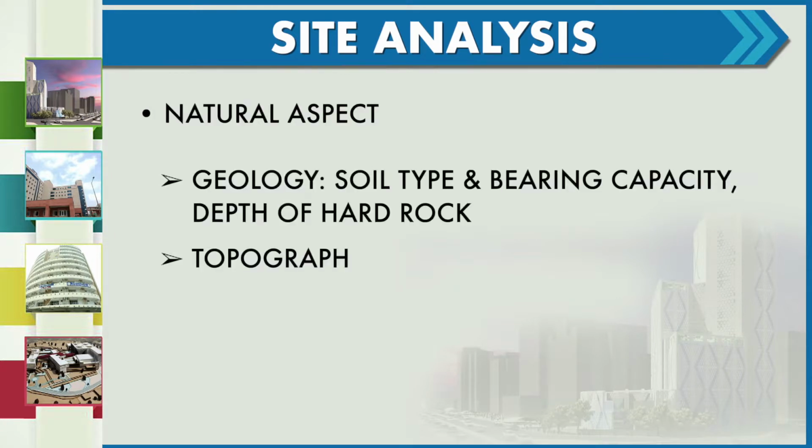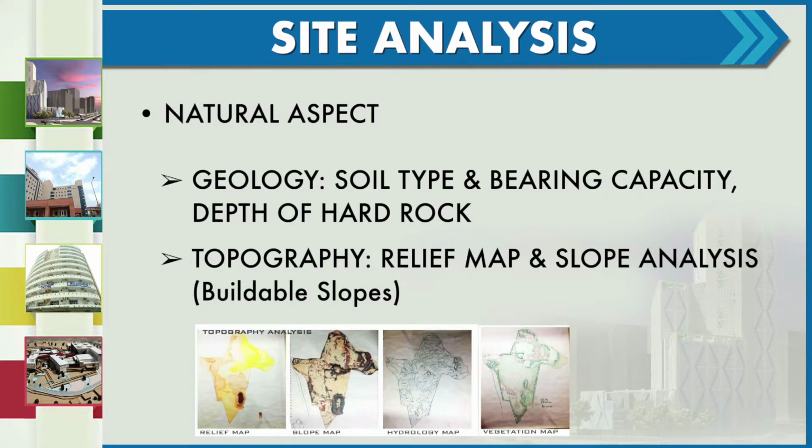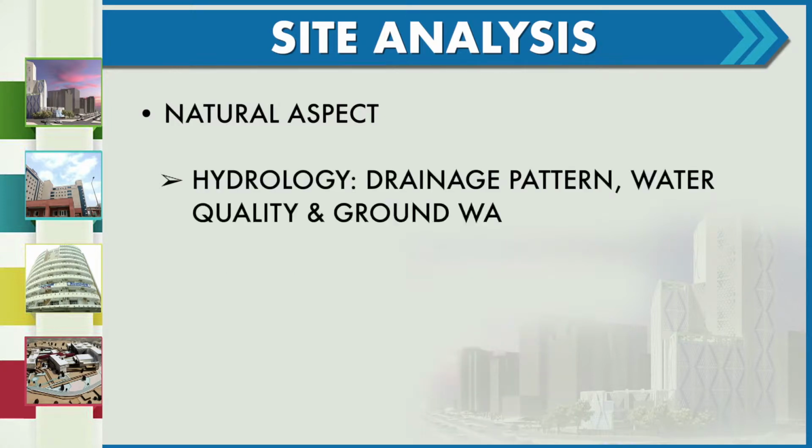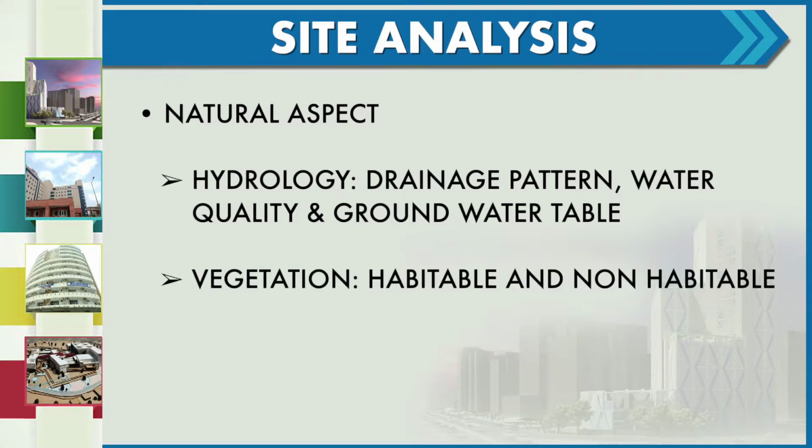The third point is natural aspect, which includes geology, topography, hydrology and vegetation. Geology includes the soil type, bearing capacity, depth of the hard rock, and the topography includes relief maps, slope analysis and identifying the buildable slope for the building. Hydrology includes drainage pattern, water quality and groundwater table.